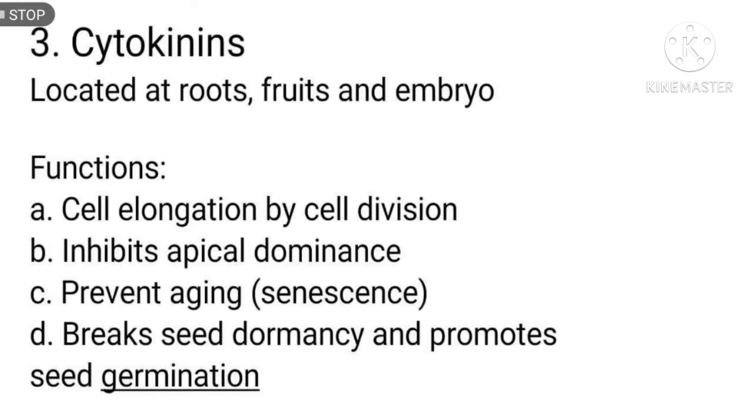Our next hormone is cytokinin. The primary function of cytokinin is also cell elongation by cell division. It inhibits apical dominance and it also prevents senescence, that is aging of the plant. It breaks seed dormancy and promotes seed germination.